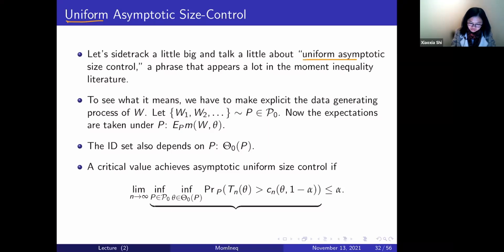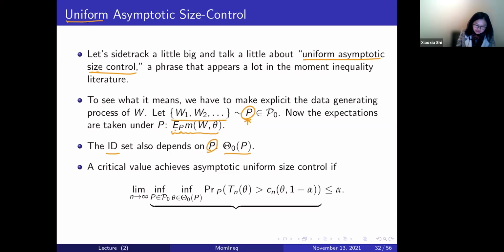So what does uniform asymptotic size control mean? To see what it means, let's make it explicit that the distribution of the data is P. So P is the true data distribution or true data generating process, and make that P explicit in the expectation as well. So E sub P is expectation under this distribution. And also the identified set clearly also depends on P, because it depends on the EP, right? The identified set also depends on P.